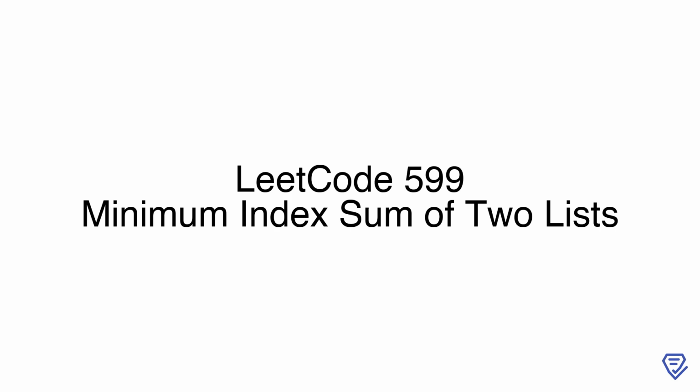In this video, we'll tackle LeetCode problem number 599, titled Minimum Index Sum of Two Lists. This is a fun and engaging problem that tests your ability to work with arrays, hash maps, and efficient indexing. Let's dive in and explore the challenge together.